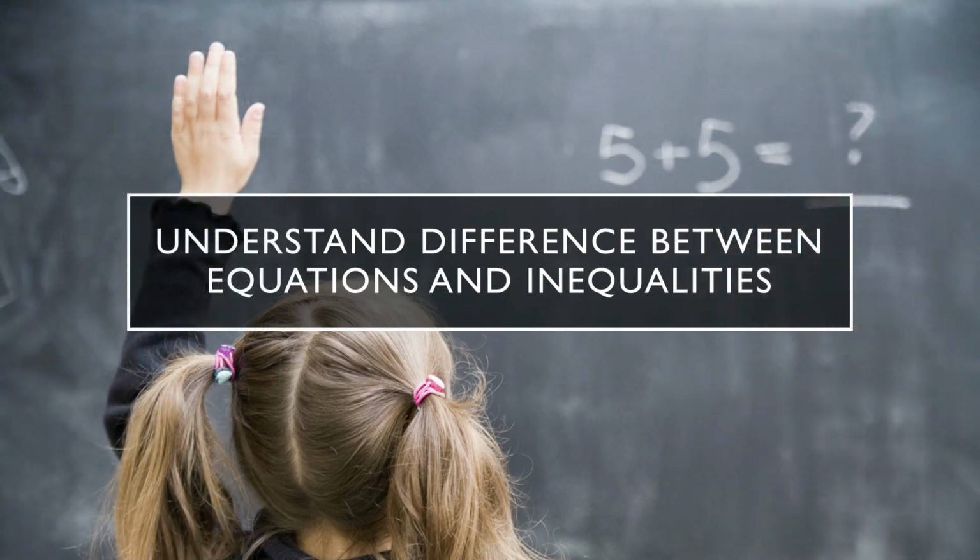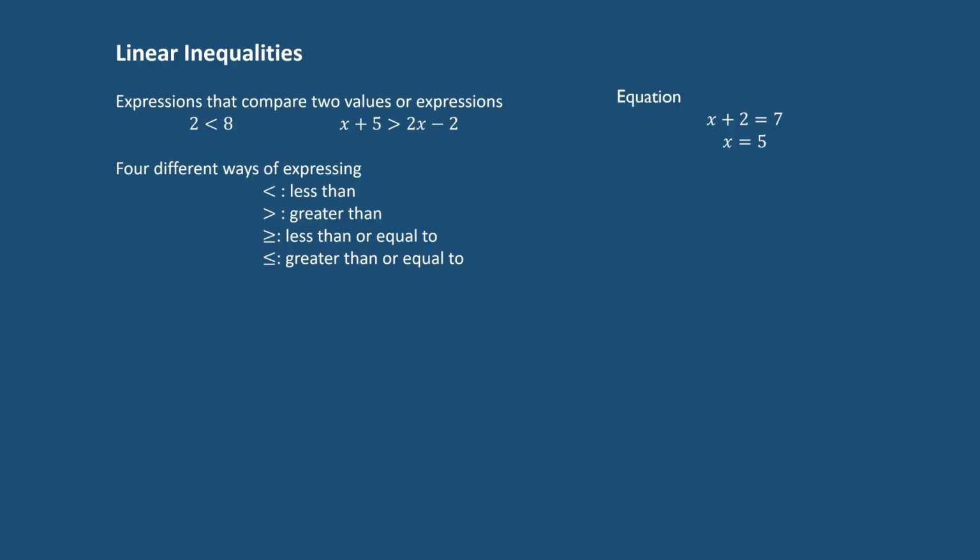Now let's understand the difference between equations and inequalities. Let's begin by looking at how inequalities are different from equations. An equation has an equality sign, meaning both sides are equal. And inequalities use symbols like less than, greater than, less than or equal to, greater than or equal to. This means we are dealing with a range of values, not just one solution.